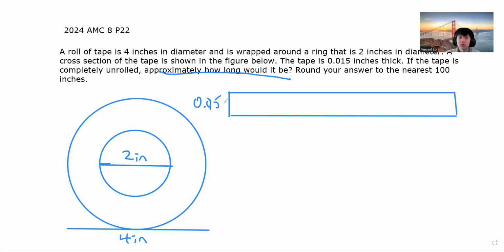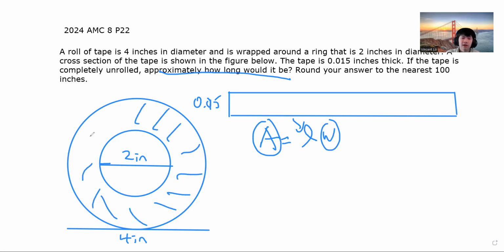We know the width of the rectangle. We want to find the length of the rectangle. To find the length of the rectangle, we can use the formula: area of a rectangle is equal to length times width. We have the width, and if we find the area, then we have the length. So now all we have to do is find the area. The area is pretty easy to find because we have the diameters of both circles. All we have to do is find the area of this annulus. The annulus is basically the area between two circles sharing the same center.